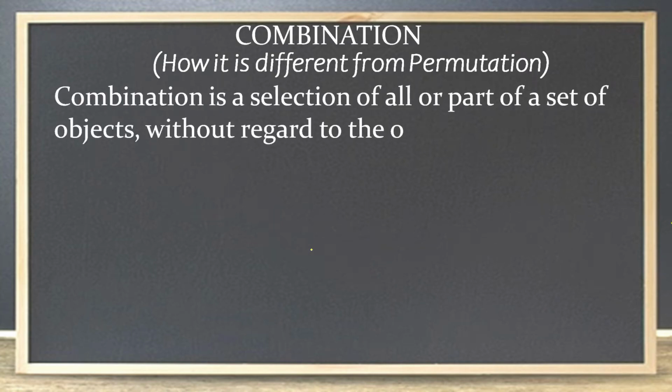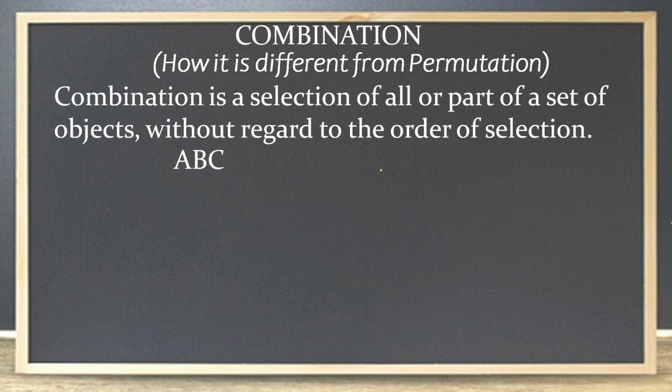A combination is a selection of all or parts of a set of objects without regard to the order of selection. So for combination, the order of selection doesn't matter, as opposed to permutation, which has to do with the way in which objects are arranged or ordered. But to understand combination, which is different from permutation, let us do this example.